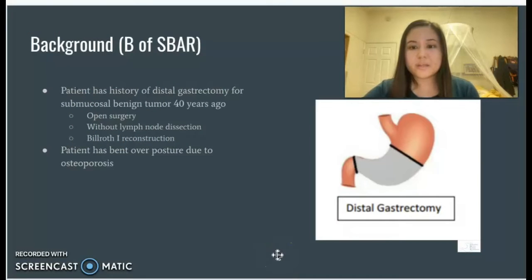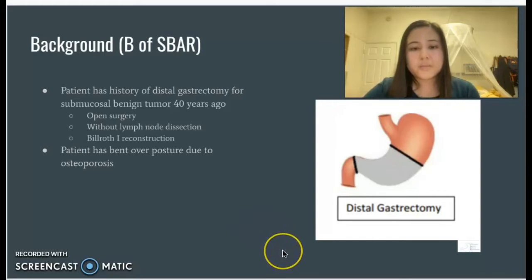Hi, my name is Marilyn, and I will first be going over the background for our case study. Our patient has a history of distal gastrectomy for a submucosal benign tumor 40 years prior. A distal gastrectomy consists of the surgical removal of the distal third of the stomach. This procedure was an open surgery without lymph node dissection, and it had a Billroth 1 reconstruction. The patient was noted to also have a bent-over posture due to osteoporosis. No other medical or family history was provided for this particular case study.